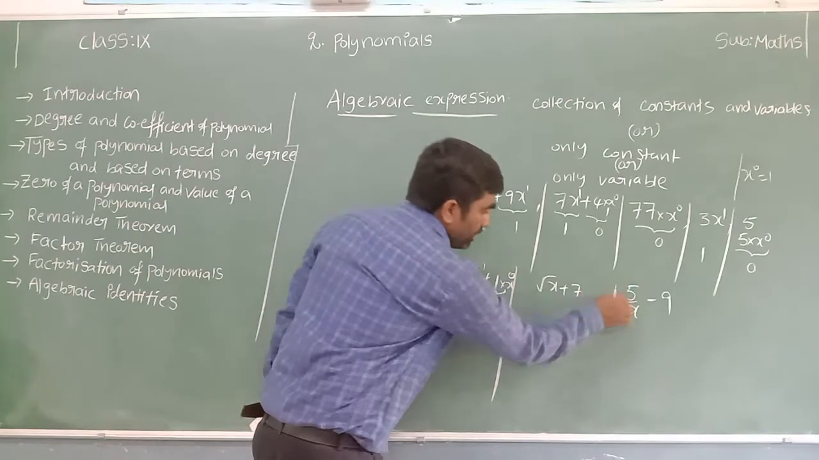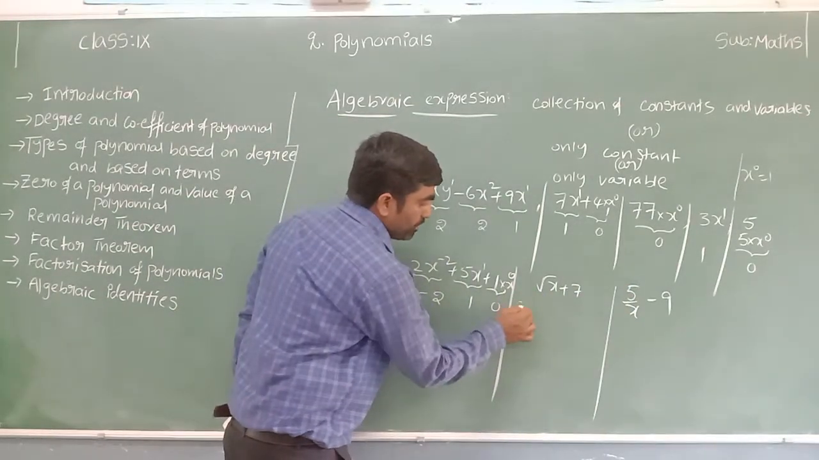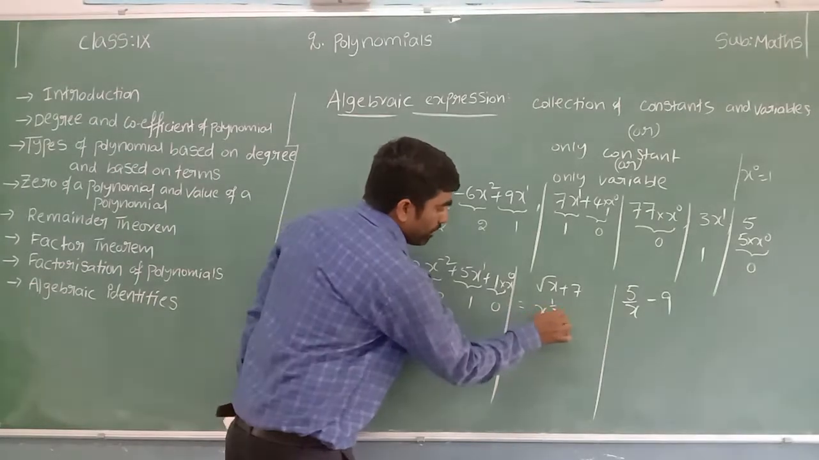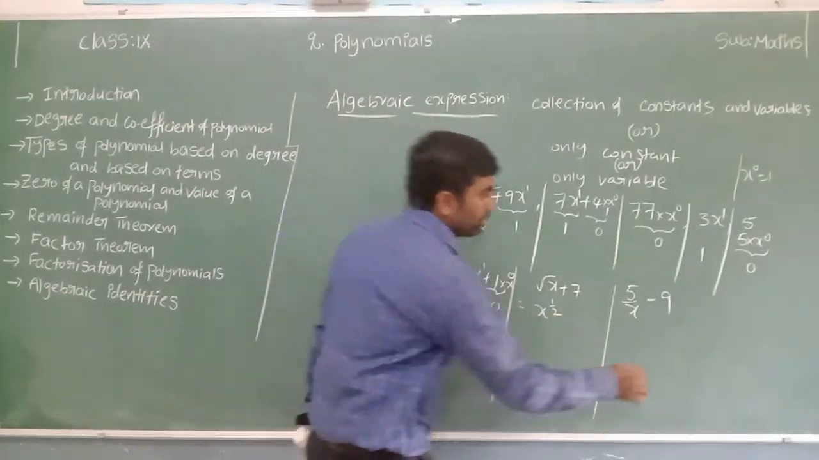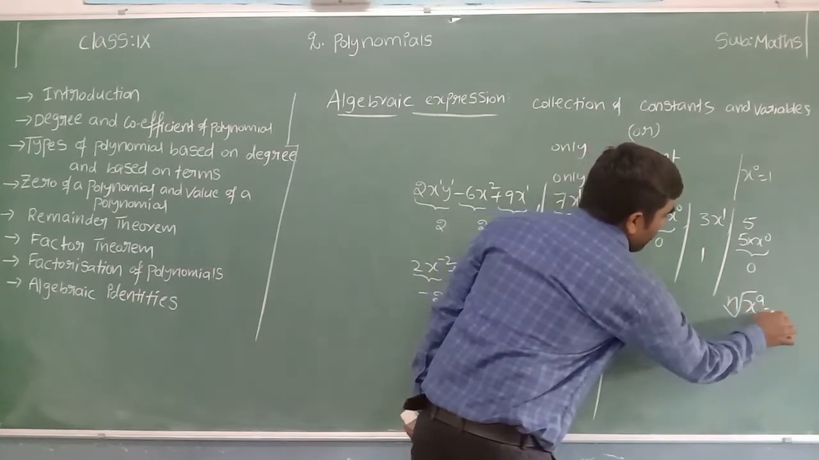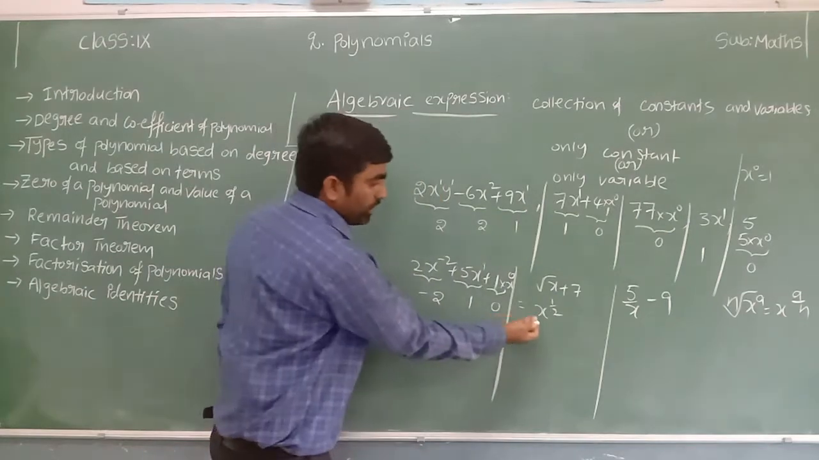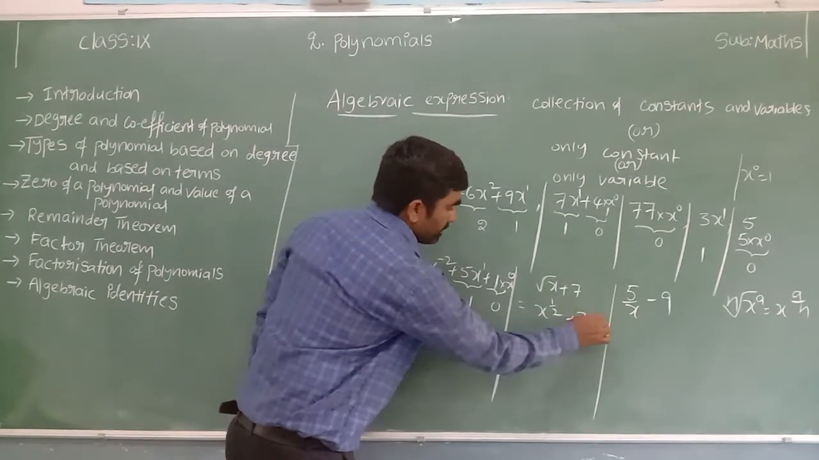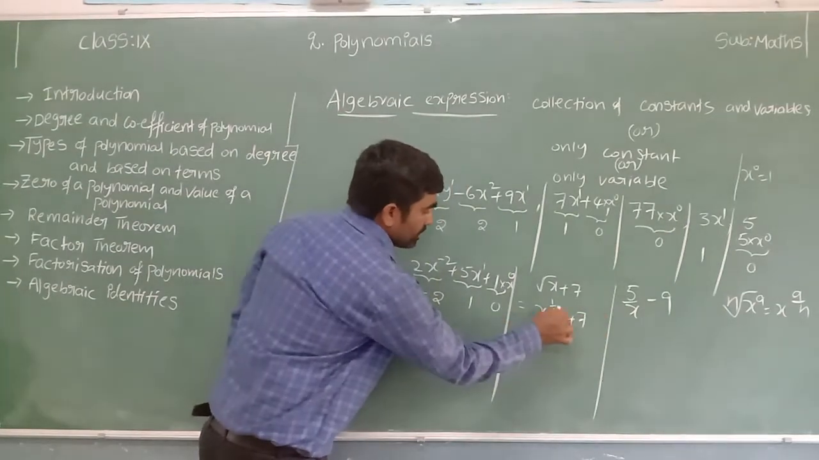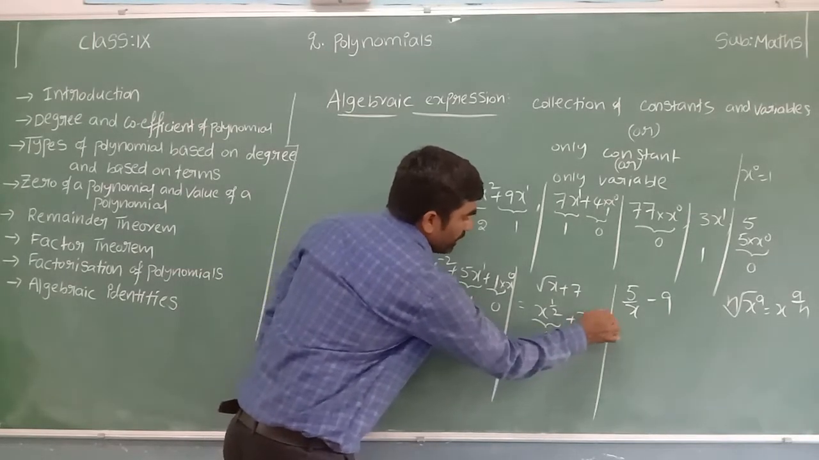Similarly, we identify the variable powers here also. Root x: how can I write this root x? We can write x to the power of 1 by 2. You learned in the previous class that the nth root of x to the power of a can be written as x to the power of a by n. Plus 7. The variable power of the first term is 1 by 2. In the second term there is no variable, so you can express it as x to the power of 0.